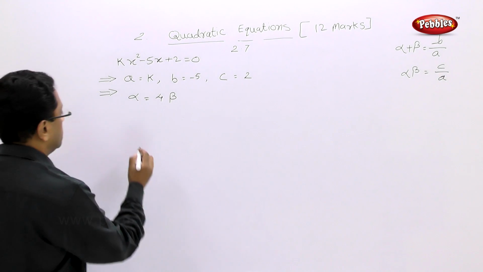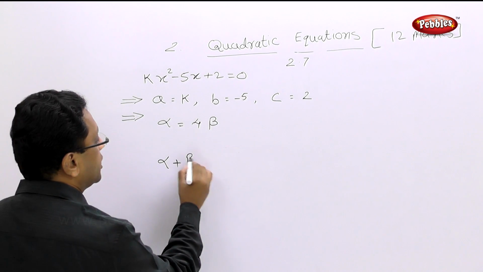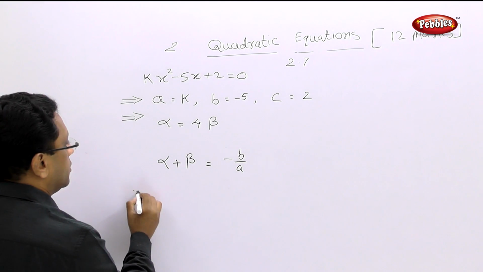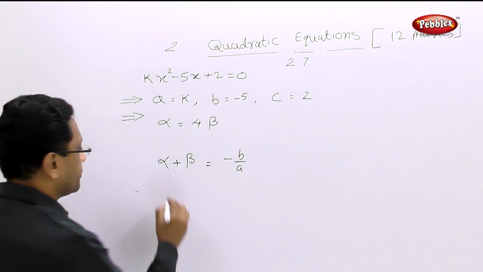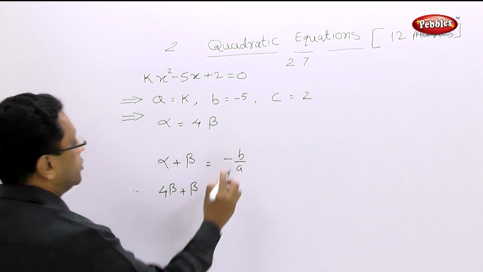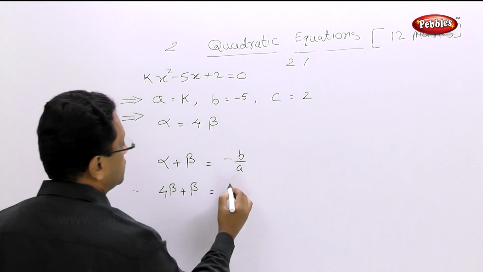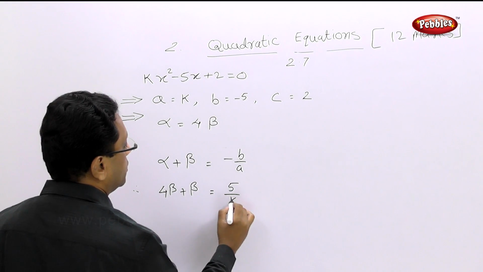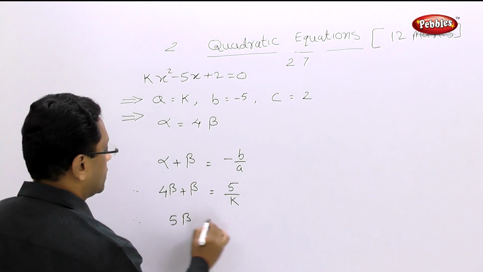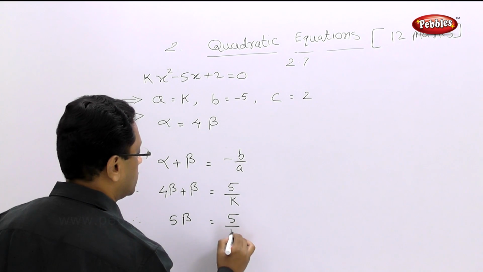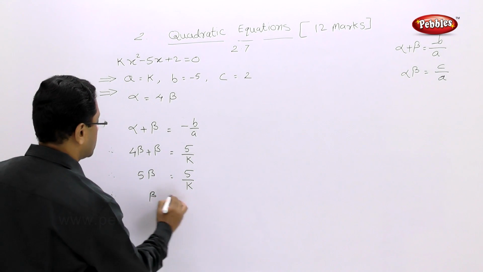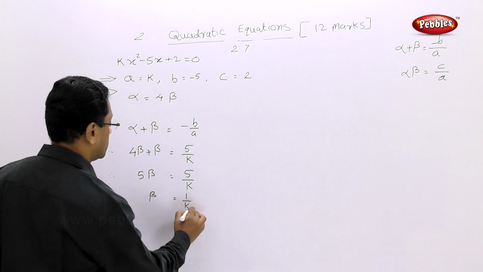Now we have alpha plus beta is equal to minus b upon a. Hence, I will substitute here 4 beta plus beta is equal to minus b. So, minus of minus is plus 5 upon k. So, we get 5 beta is equal to 5 upon k. Hence, beta is equal to 1 upon k.